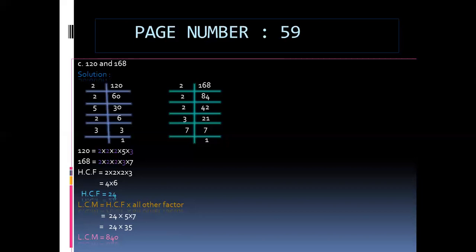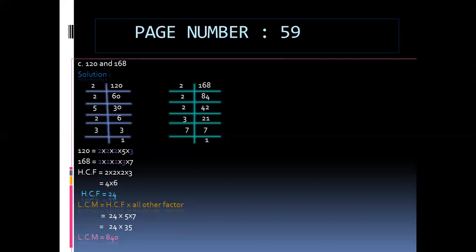For the HCF, the common numbers in both 120 and 168 are 2, 2, 2 and 3. Three 2's and one 3 are there. HCF is 24. Now is the turn of the LCM.